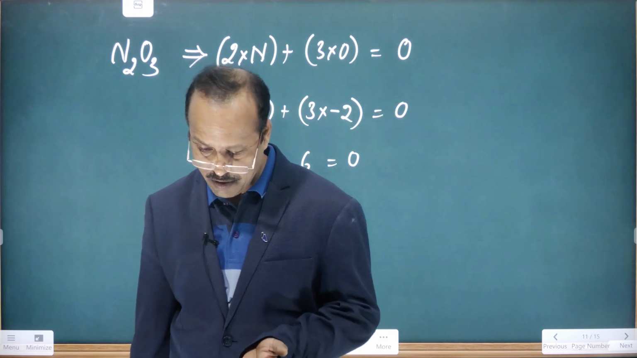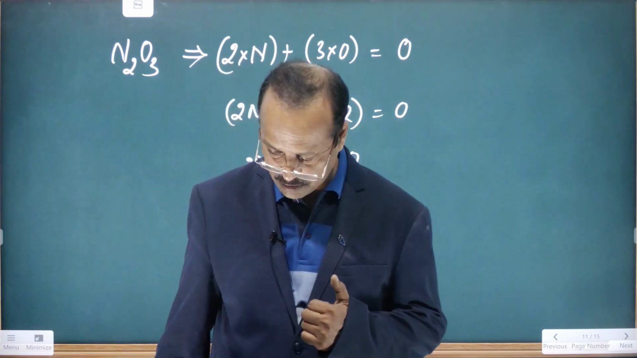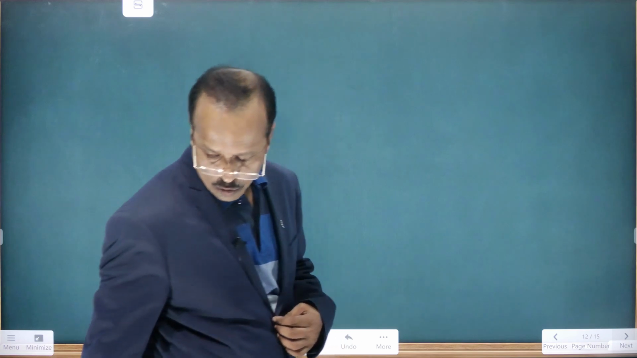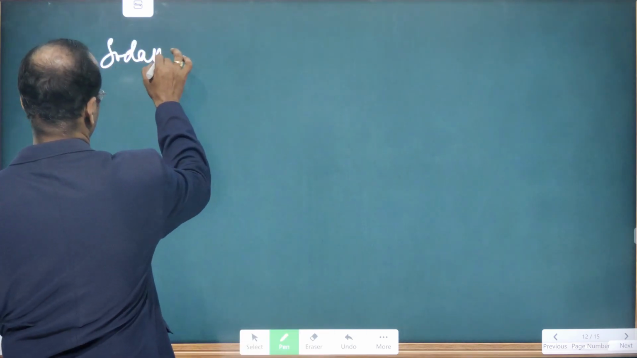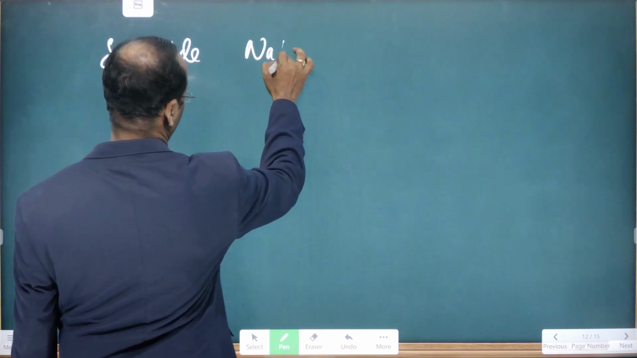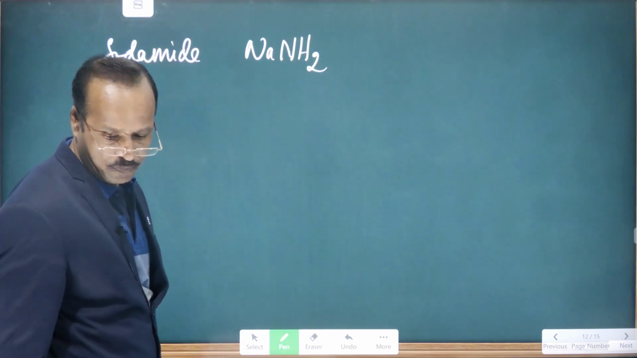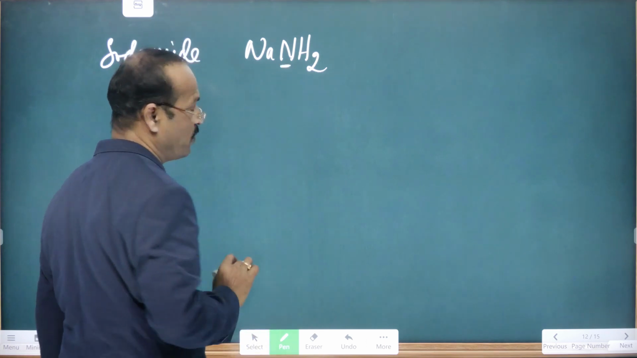Now similarly, for example, let us take sodamide. NaNH2 is sodamide. So what is the oxidation number in sodamide? NaNH2 is the formula of sodamide. They are asking to find the oxidation number of nitrogen.